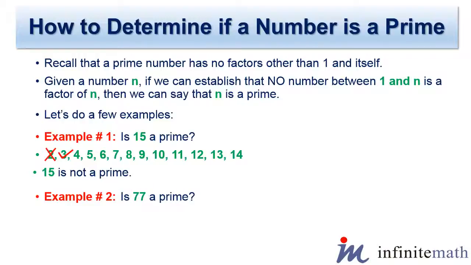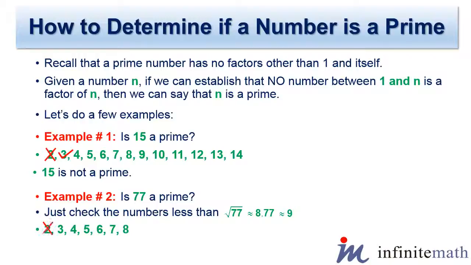Is 77 a prime? Listing all the numbers between 1 and 77 would be a tedious task. Luckily, there is a shorter way. We'll just have to check the numbers less than the square root of 77. The square root of 77 is a little less than 9 since the square root of 81 is equal to 9. So we'll check all the numbers between 1 and 9.